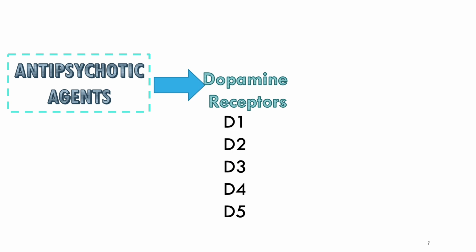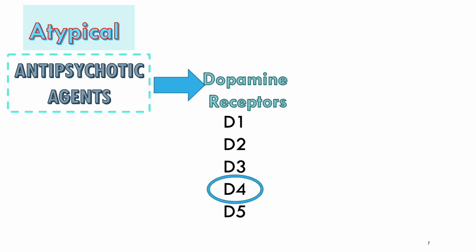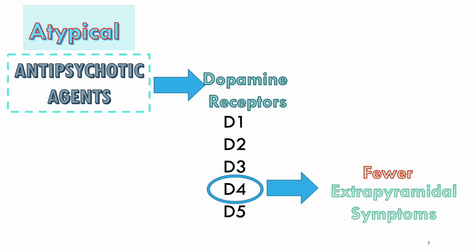On the other hand, atypical antipsychotics have a weak affinity to D2 receptors and a stronger affinity to D4 receptors, and they block the serotonin receptor. These agents cause fewer extrapyramidal symptoms than typical antipsychotic agents, which have strong affinity to D2 receptors.